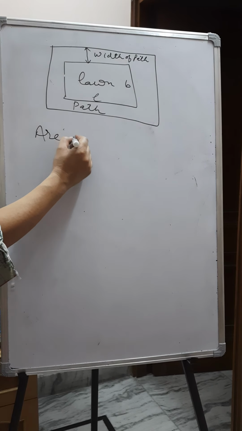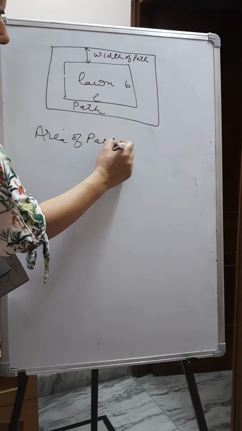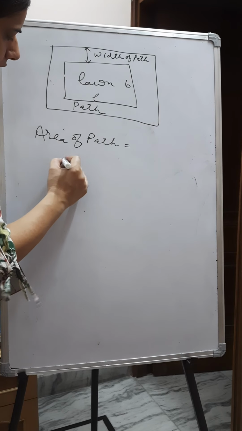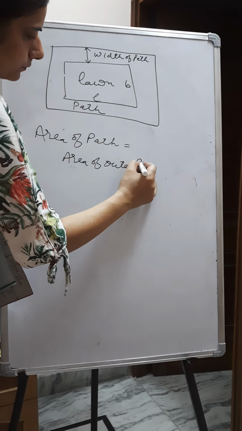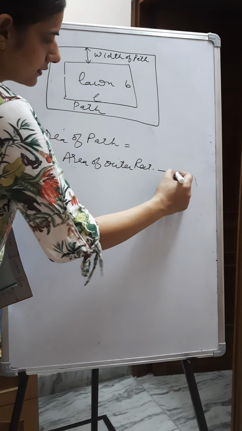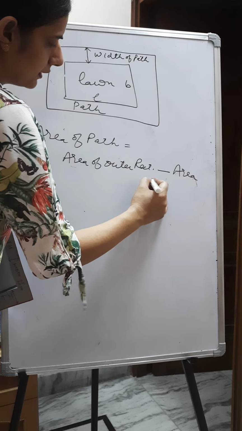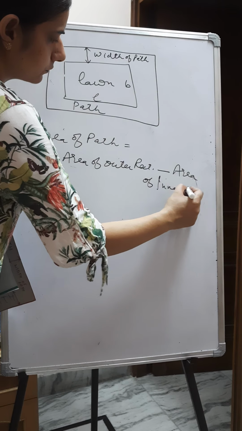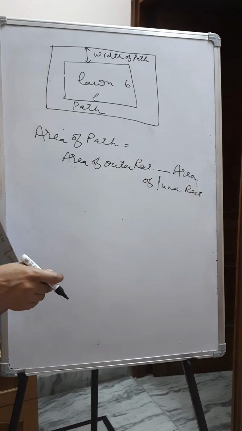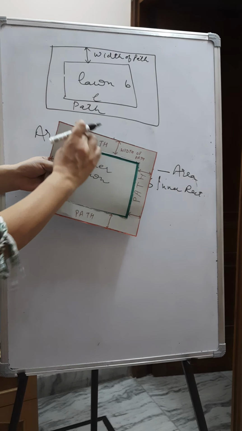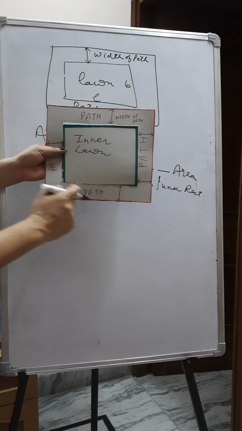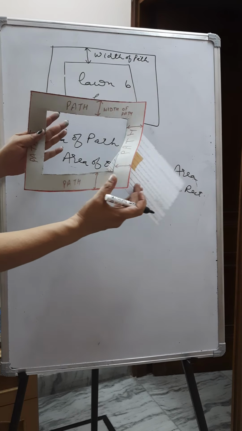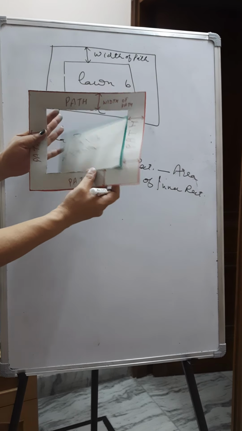Area of path is area of outer rectangle minus area of inner rectangle. Followed? The area of this path is the area of the outer rectangle minus the area of this inner rectangle, the green one.